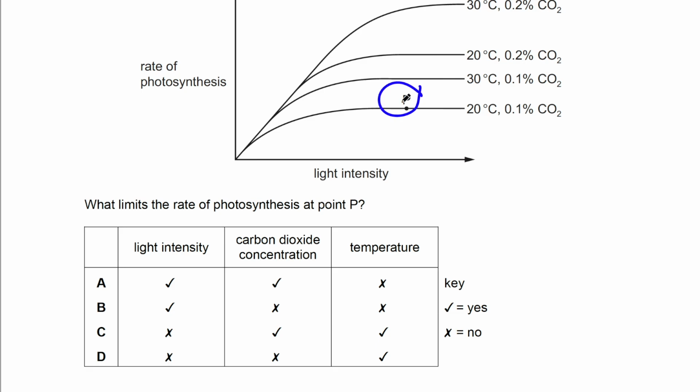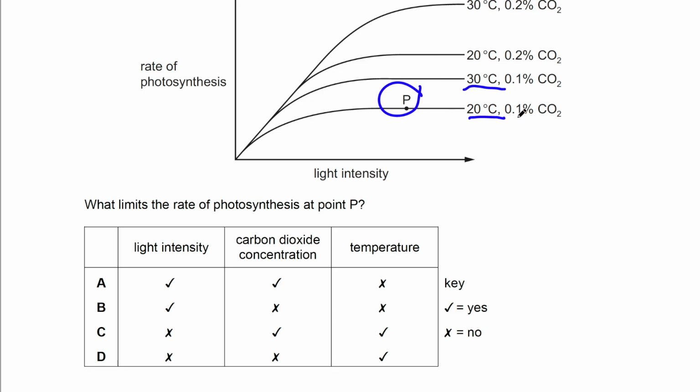Okay. Now, we have the light intensity, the carbon dioxide concentration, and the temperature. Let's start with the temperature. If we just focus here, we have 20 Celsius and here 30 Celsius, so it will be affected by temperature. So we are looking for temperature as a limiting factor. This is first. Now let's move to the concentration of carbon dioxide.